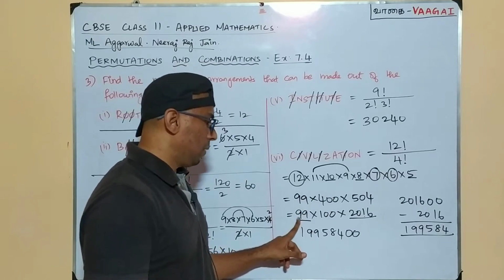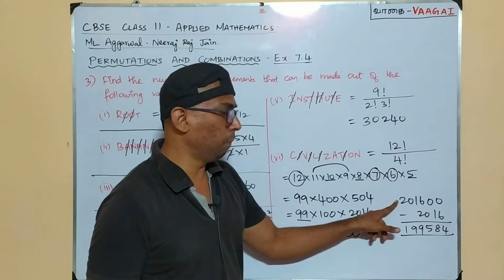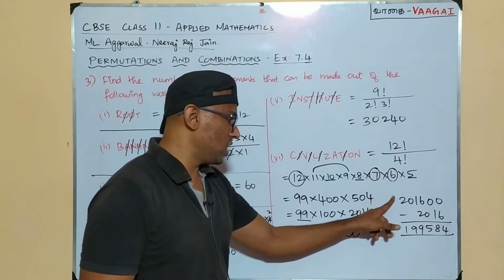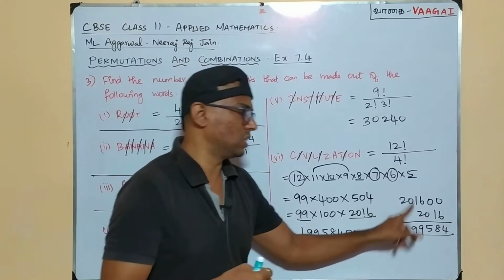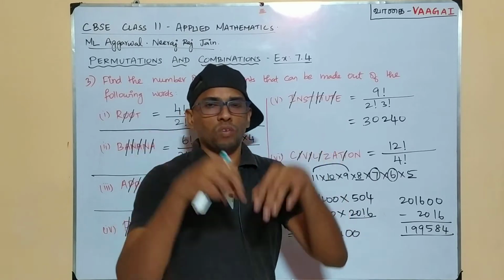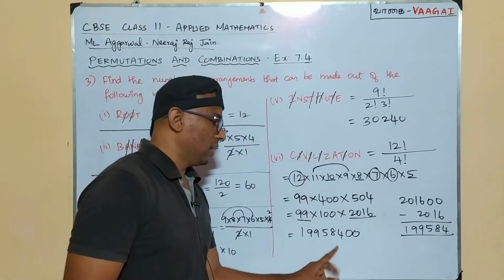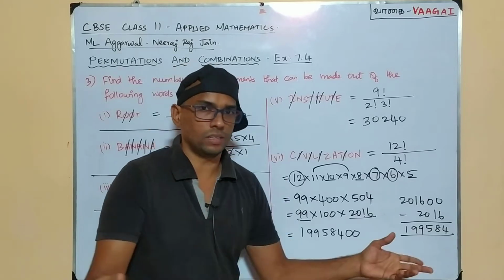I tried to multiply 99 into 2016 first, and that is what gives me this answer. This is simply 2016 multiplied by 100, and from that I am removing 2016 so that I can easily get the answer for 2016 times 99. That's it, and I got it here. I am attaching 2 more zeros just because I need to multiply by another 100. That's the reason.